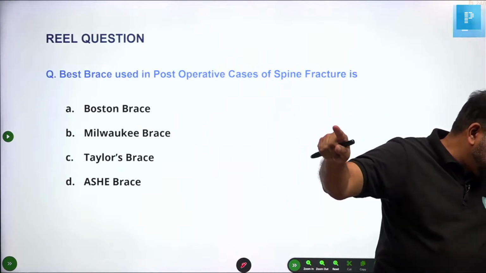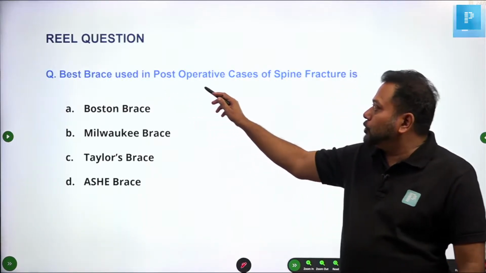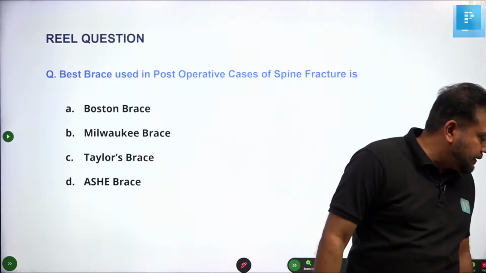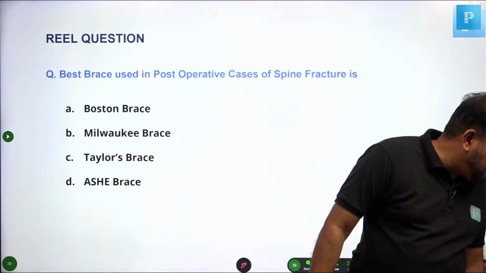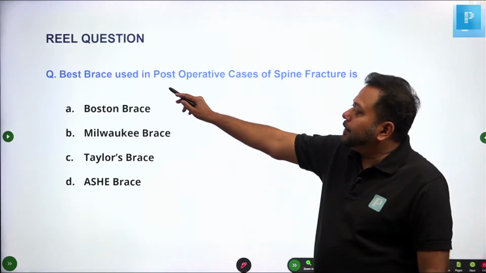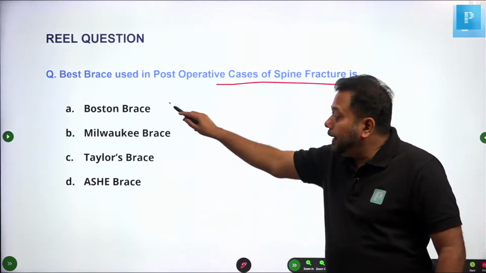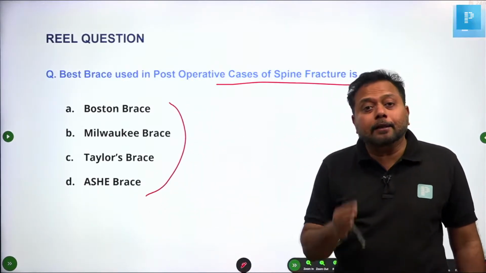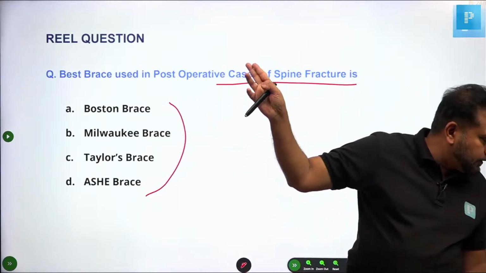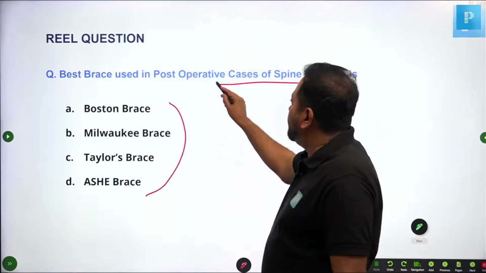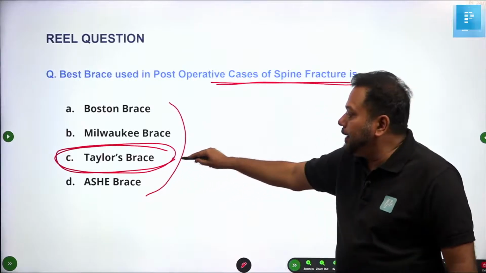Okay, right. You see, best brace used in post-operative case of spine fracture. They give images of these 4 braces again and again and ask where it is used. Very simple, man. Best brace in post-operative. Yes, most of you have answered it correctly. Excellent. In post-operative spine, the best brace is Taylor's brace.